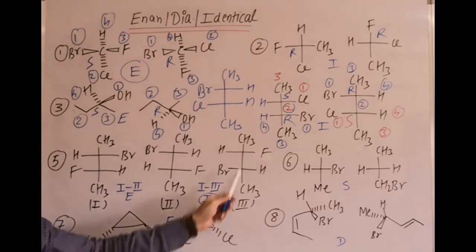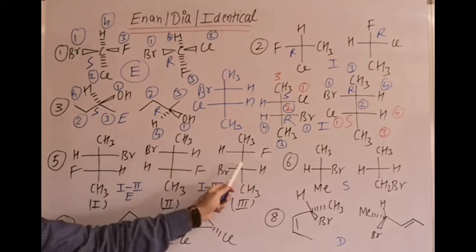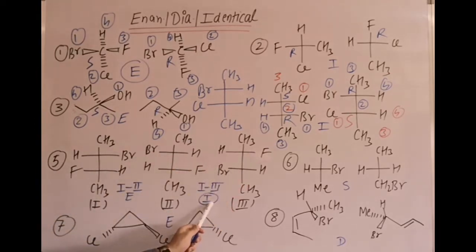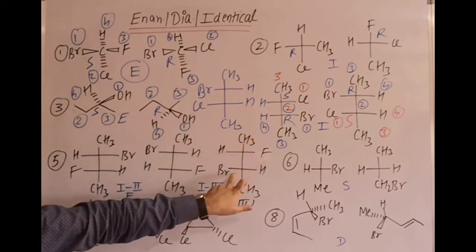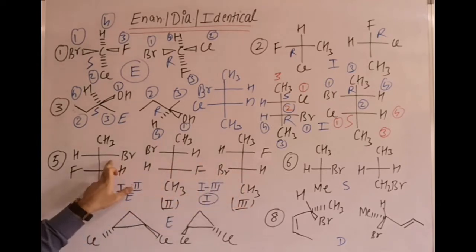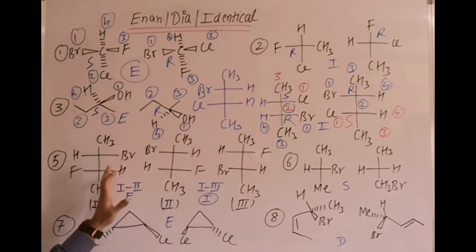Then the third one. Now in the third one, first and third, they are identical or the same. So what we can do here, we can rotate it in the plane of paper so that the above carbon containing Br and H will look the same. And then we can check. So I am writing the answer, you can try this example. First and third identical, first and second they are enantiomers.